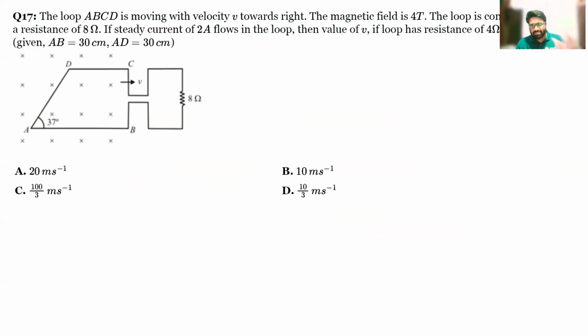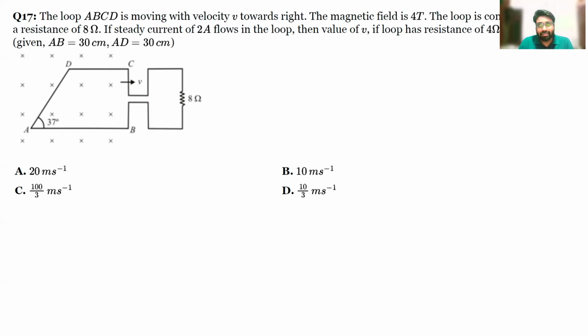So this question, by just seeing, is from motional EMF. You can see that by just seeing this question, because there are some wires, there is a movement of wire, and some magnetic field is also present here. So this kind of question is from motional EMF. Here in the question, the loop ABCD is moving with a velocity v towards right. Magnetic field is 4 T. The loop is connected to a resistance of 8 ohm.